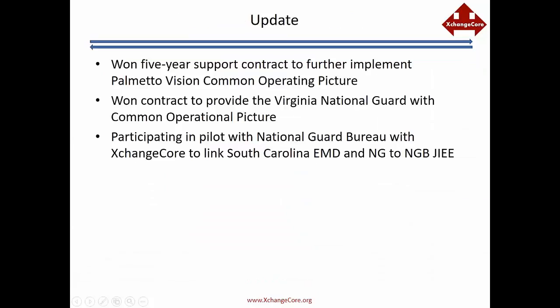So quick look at what we heard and learned about roughly a year ago and what's happened since then. Well, the Earth Technology Integration team was awarded a 5-year contract to further implement Palmetto Vision, which is what the South Carolina Emergency Management Agency calls their common operating picture. The group also won a contract to do exactly the same thing with the Virginia National Guard, creating that common operating picture. And they've been invited to participate in a pilot with the National Guard Bureau that will use XchangeCore to link South Carolina Emergency Management Division and the National Guard to the National Guard Bureau's Joint Information Exchange environment.